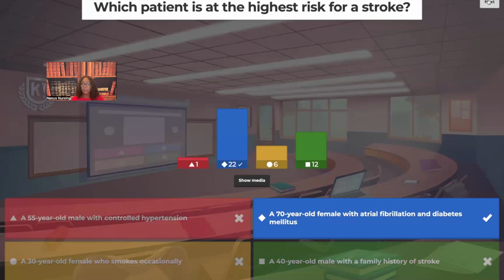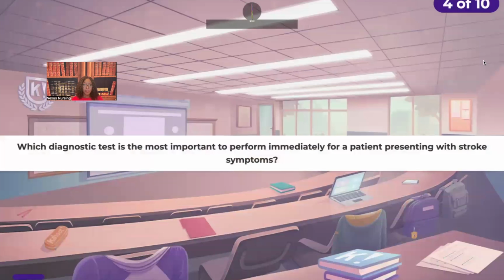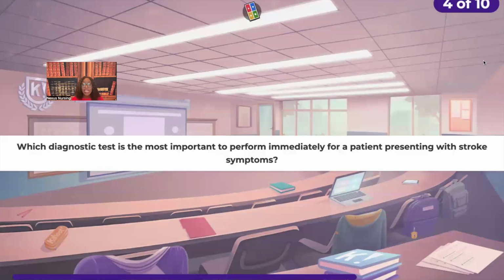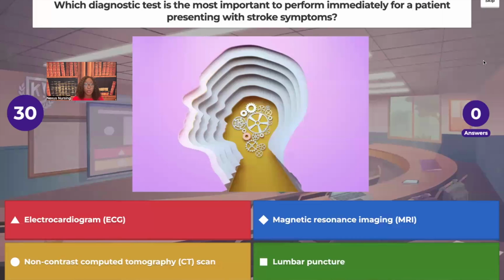Okay, next question. Which diagnostic test is most important to perform immediately for a patient presenting with stroke symptoms? Would it be an ECG? Would it be an MRI? Would it be a CT scan? Or would it be a lumbar puncture? Again, which diagnostic test is most important to perform immediately for a patient presenting with signs and symptoms of a stroke? ECG, MRI, CT scan, or lumbar puncture?